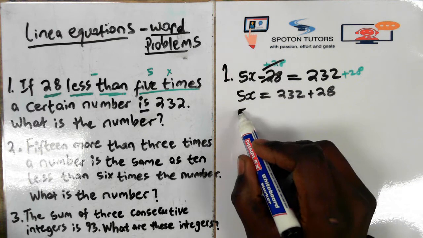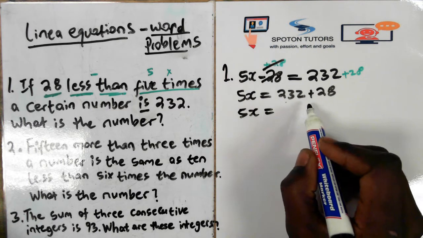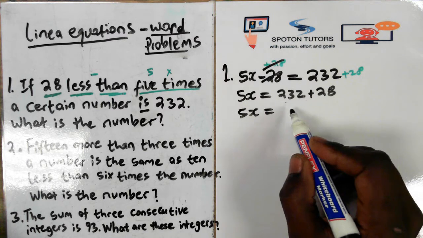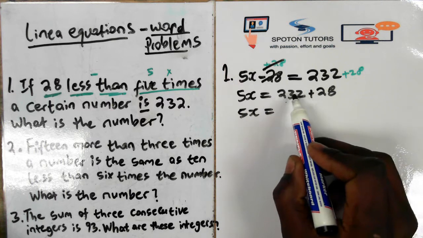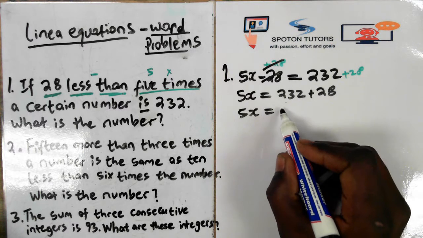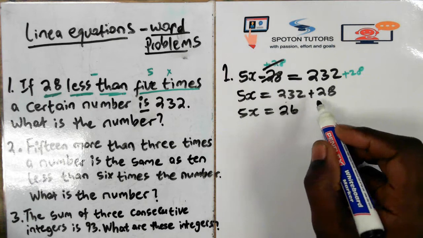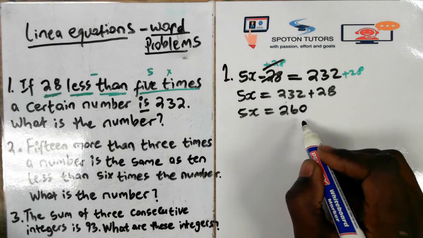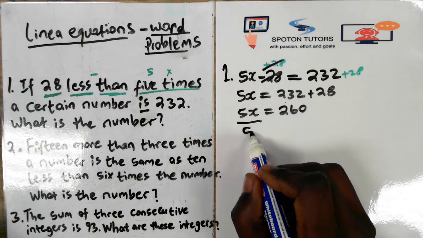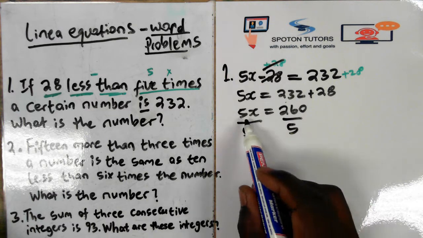And then 5x is equal to the sum of 28 plus 232. This is 2, that is 3 and 80, so that will give you 260. 32 plus 28 is 60. 200, 260. Divide both sides by what is next to x. So you're dividing both sides by 5.